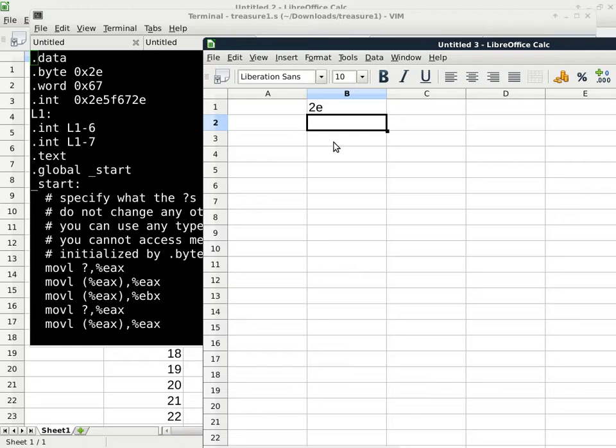The next construct is a .word. A .word is asking the assembler to allocate 16 bits or 2 bytes in order to represent whatever value we wanted to represent. In this case, the value is 67 in hexadecimal, which only needs 1 byte to represent, but it will allocate 2 bytes anyway. So that means it's going to allocate 16 bits. The most significant 8 bits will be zeros. They will be leading zeros.